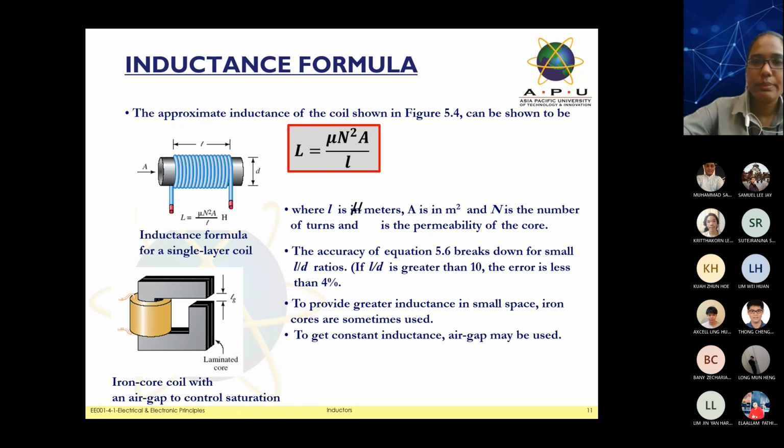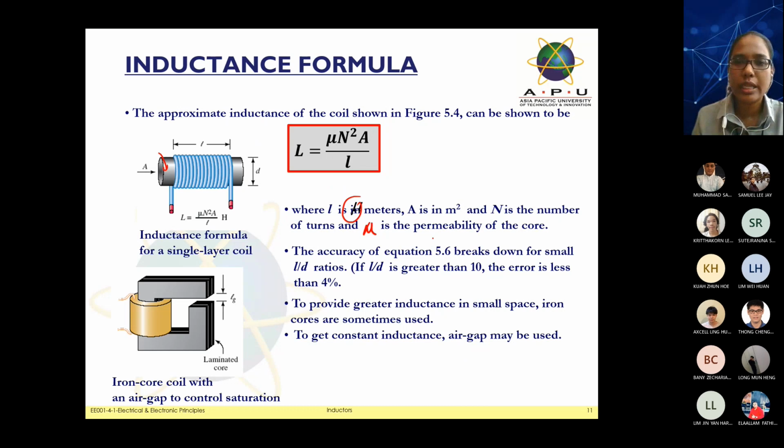In this part, they just let you know the first point here: your length stands for meter, your A stands for meter to the power of 2, and your N stands for the number of turns, as usual. And this one is missing, actually this is the mu. Mu is the permittivity of the core. This means the core, this one. And they also talk about your accuracy.